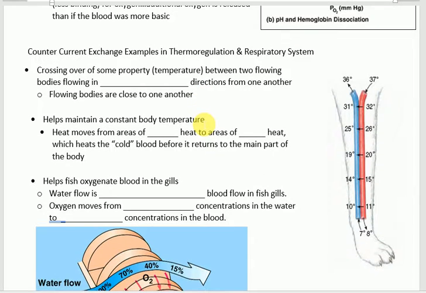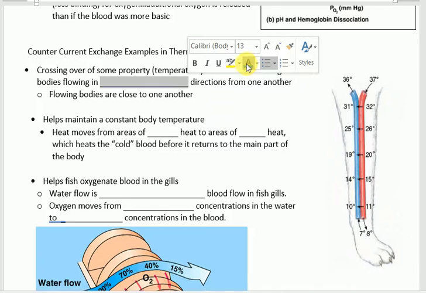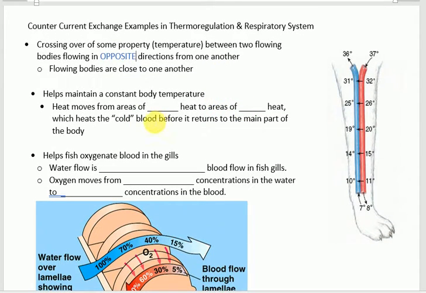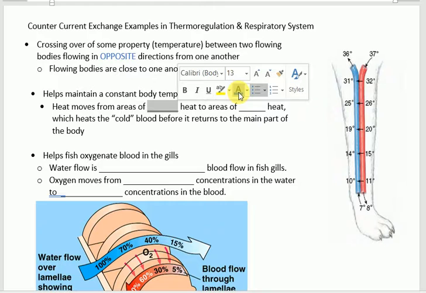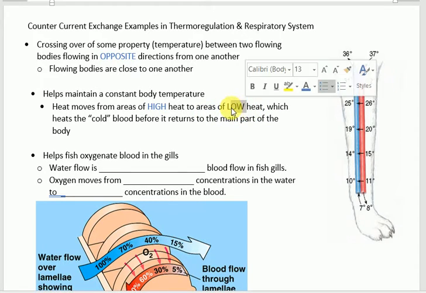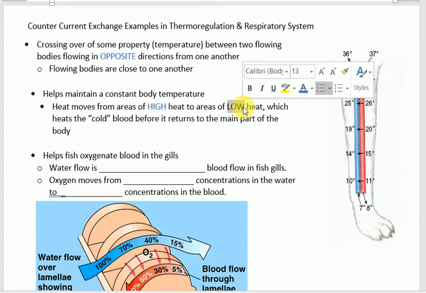Also, we need to cover really quick the countercurrent exchange in thermoregulation and respiratory systems. So, crossing over of some properties, such as temperature, between two flowing bodies in the opposite direction from one another. So the flowing bodies are going to be close to one another, but they are going in the opposite direction. So for the first example, we can help maintain a constant body temperature. So heat is going to move from an area of high heat to an area of low heat. And this will heat the cold blood.